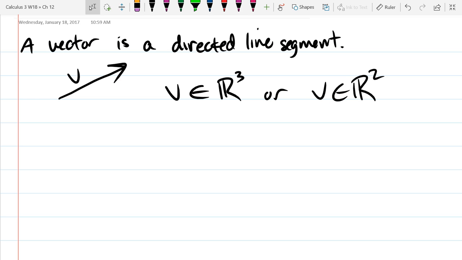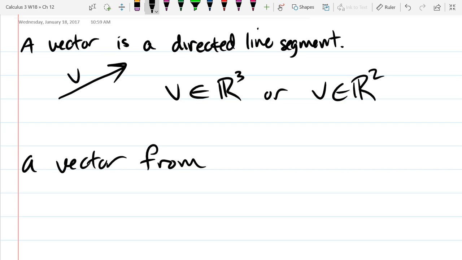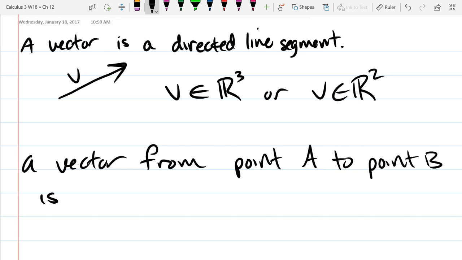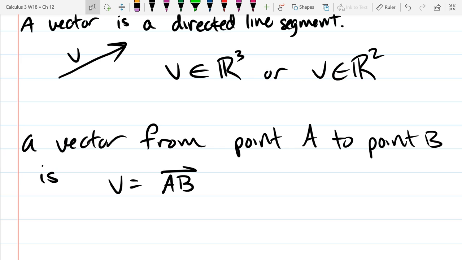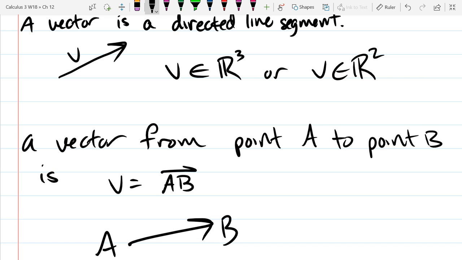So we'll go vector from a point to another point. We'll write it AB with a little arrow over top of it, and that means the vector going from A to B. So visually, it's a vector with A at the beginning and B at the end. And how do I get this vector if I know A and B? You subtract A from B. There we go, B minus A, end minus start.